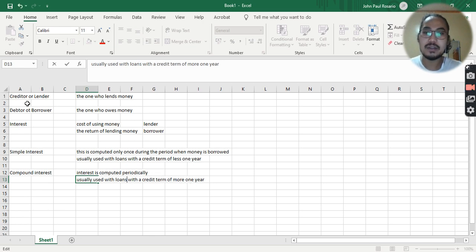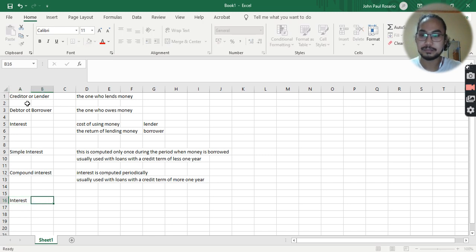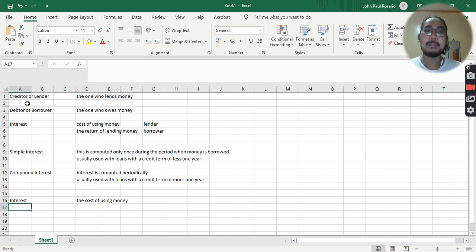So now let's concentrate on simple interest. Again, simple interest is computed only once. Before we proceed to the computation of simple interest, let's get familiar with these terms. So again, interest is the cost of using money. On the other hand, we have the principal. So this is the amount borrowed.